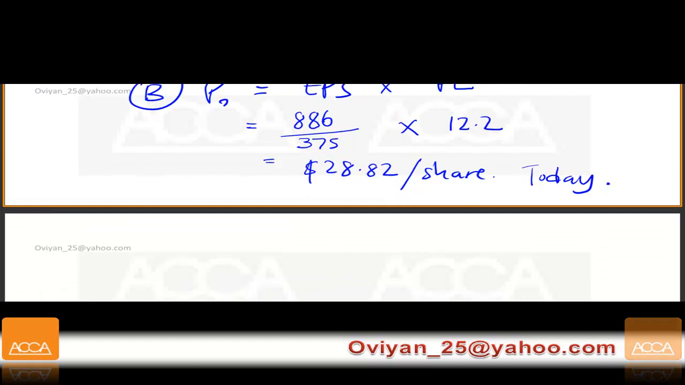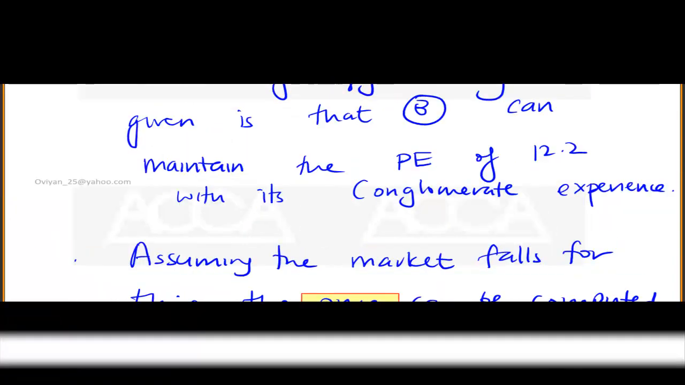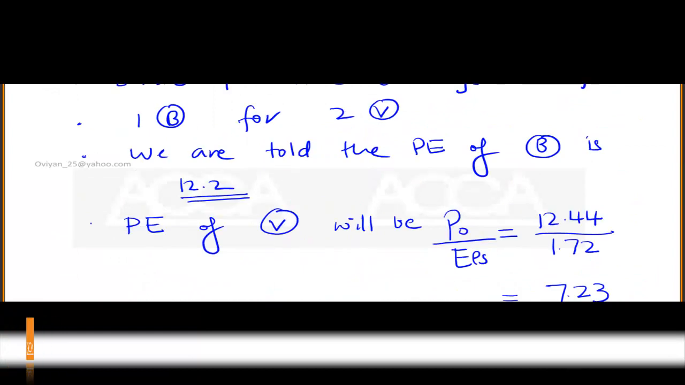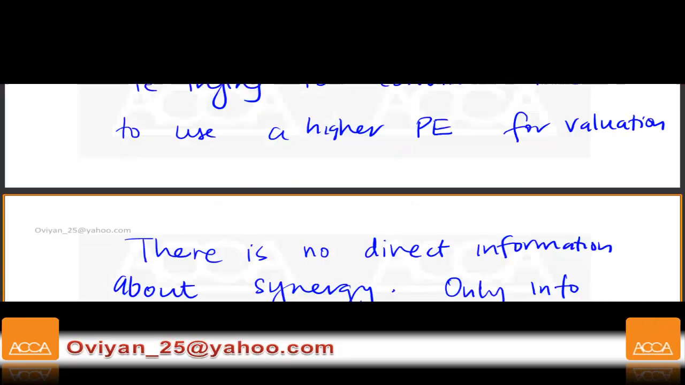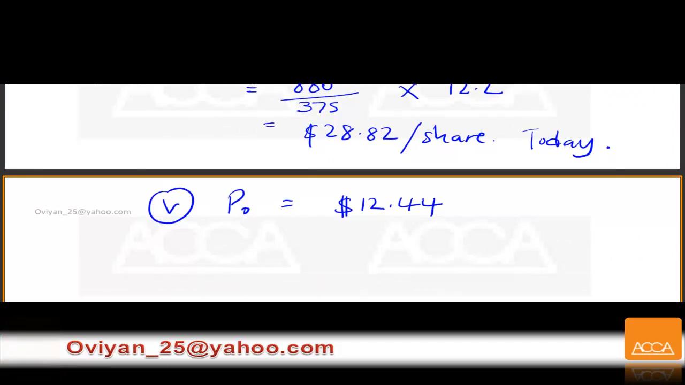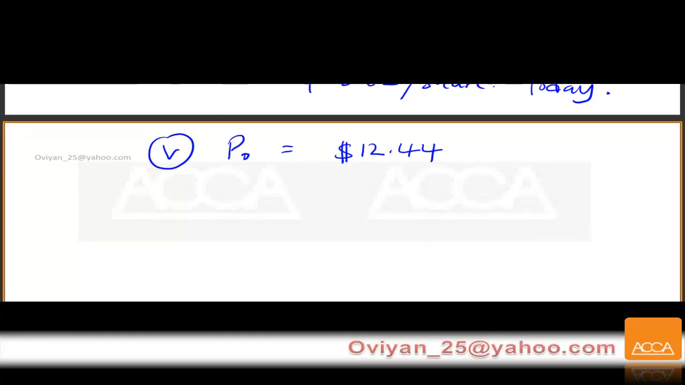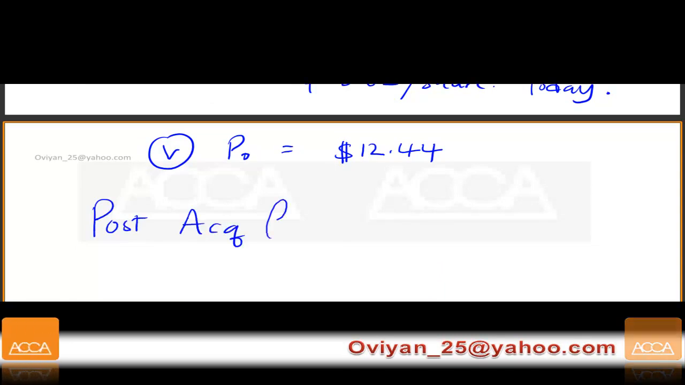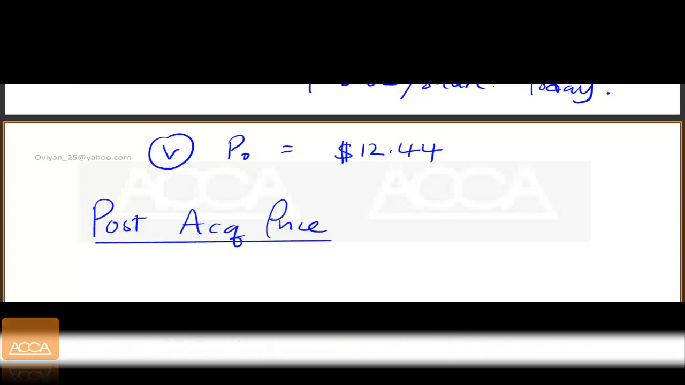Venitra's share price is from your part A. I recall this at 12.44. You have it here, 12.44, so you put it here. Now you have that one. So now we have to find out your post-acquisition price, still on a PE basis.